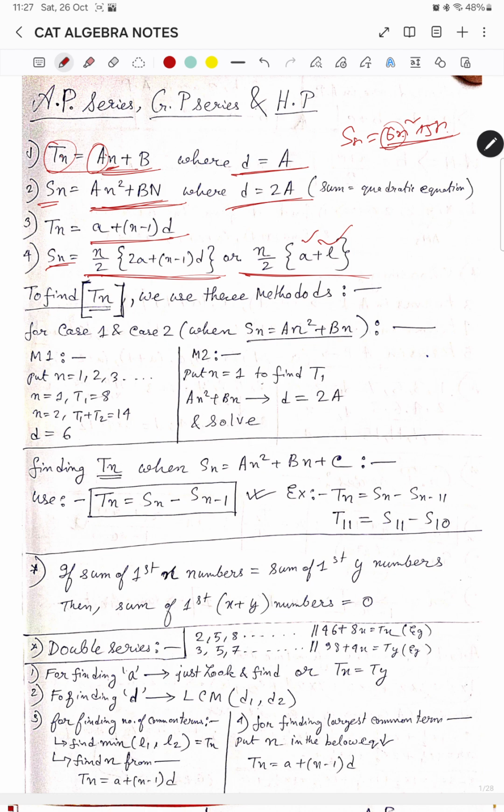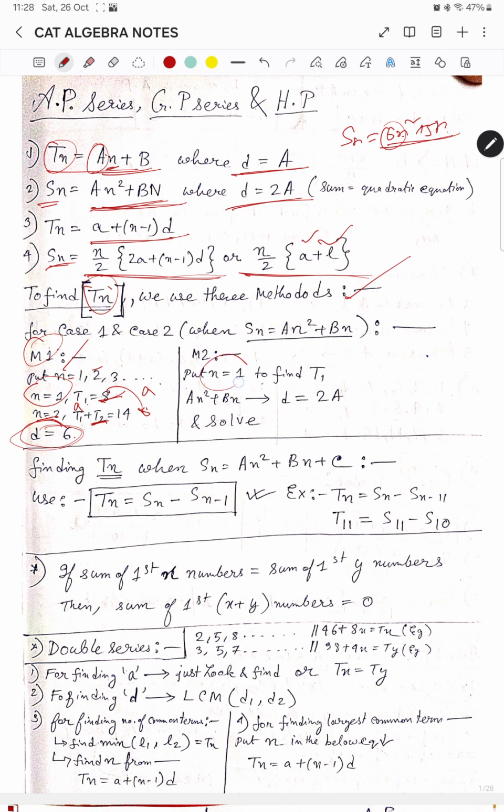So to find the nth term of an AP, we have three methods. The first method was to put n equals 1, 2, 3. If you put n equals 1, you get T1, term 1, which is also a. If you put n equals 2, you get T1 plus T2. T1 is a, the second term was T2, then you can find T2 minus T1. T2 you will get from 14 minus T1, 14 minus 8, 6, so d is 6.